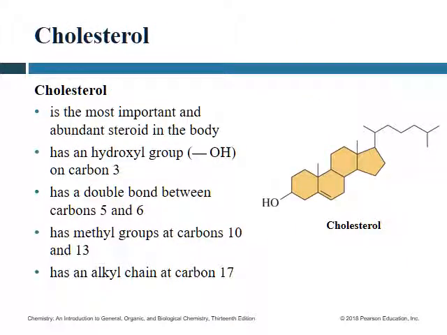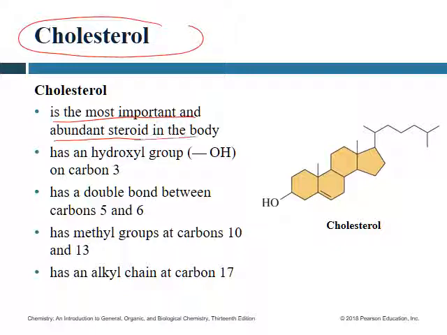So the most important steroid that we're going to talk about is cholesterol. Cholesterol is the most abundant and important steroid in our body. Right? Why? Because cholesterol can be found as a component in the cellular membrane. You can find this cholesterol in the cell membrane. You can also find it in brain and nerve tissue. So this is why cholesterol is very important for the body, because it functions in different parts of the body as a component.